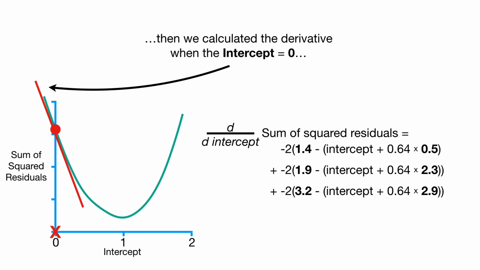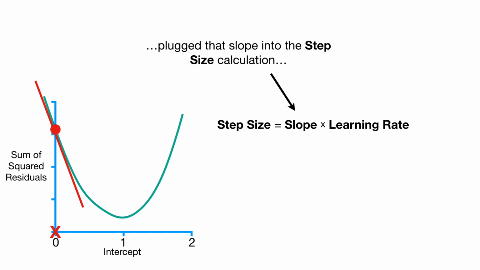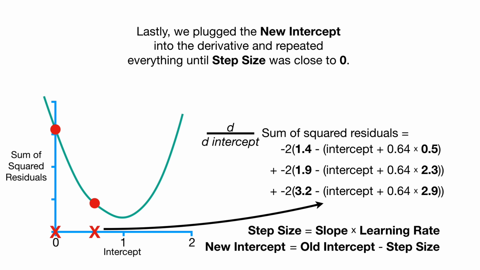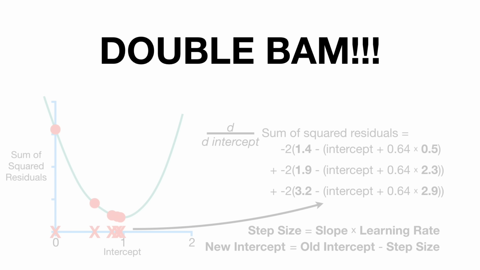Then we calculated the derivative when the intercept equals 0, plugged that slope into the step size calculation, and then calculated the new intercept, the difference between the old intercept and the step size. Lastly, we plugged the new intercept into the derivative and repeated everything until step size was close to 0. Double bam!